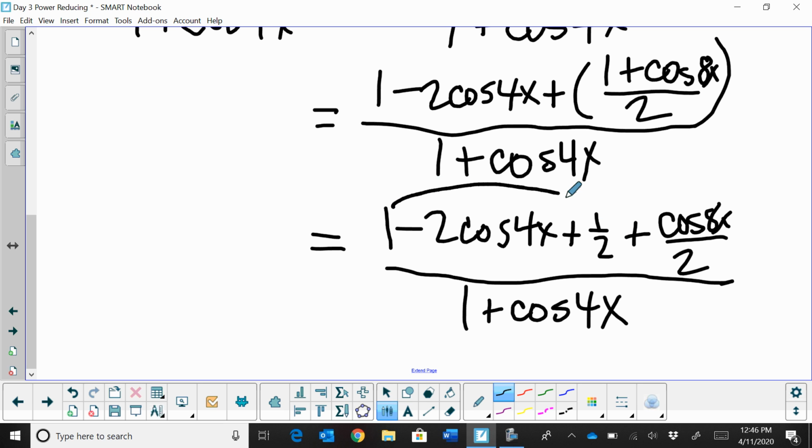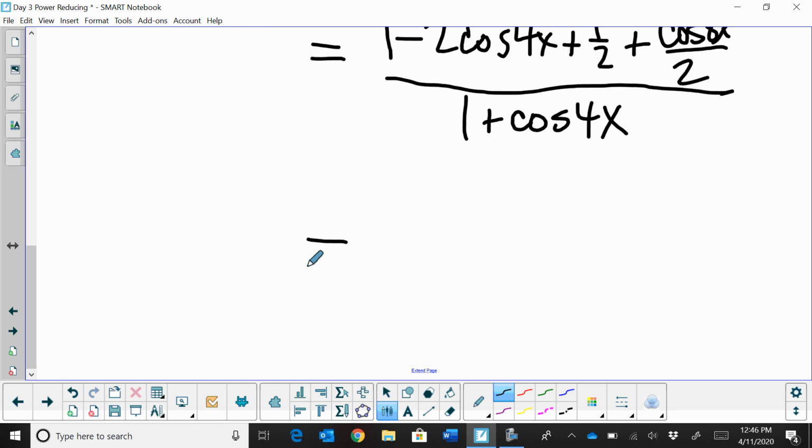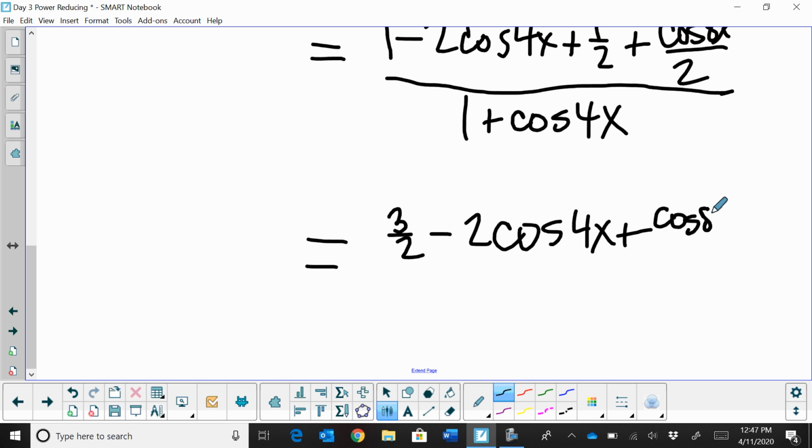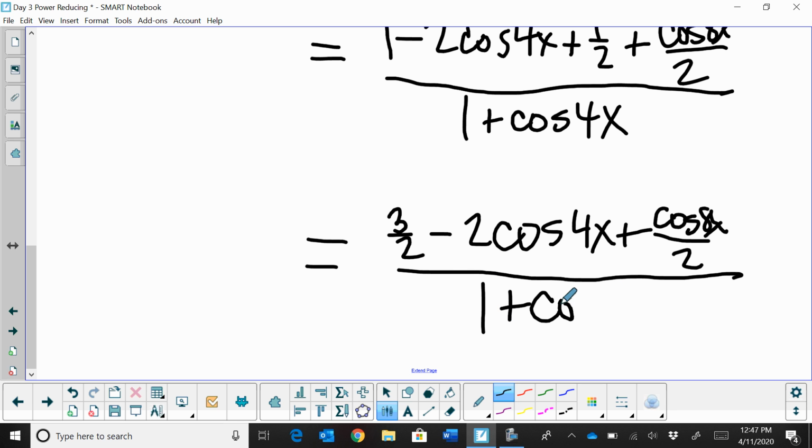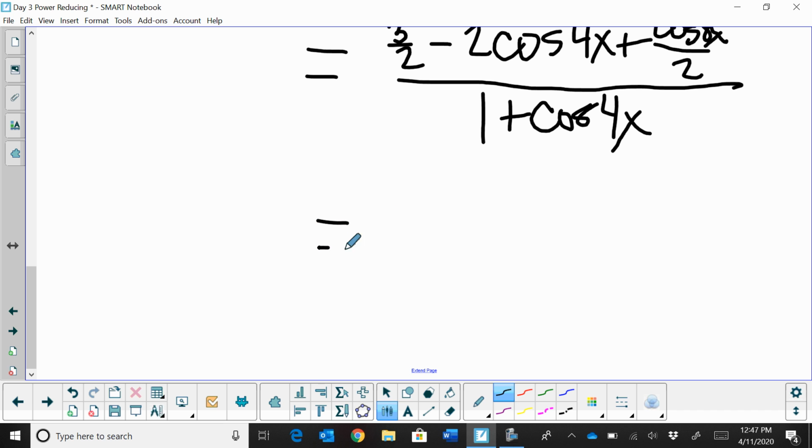So before we factor out, let's combine some things here. I can now combine the 1 and the 1/2 to 3/2 minus 2 cosine 4x, all plus cosine 8x, all over 2, all over 1 plus cosine 4x. Now my numerator still has fractions in it. So let's go ahead and factor out that half.